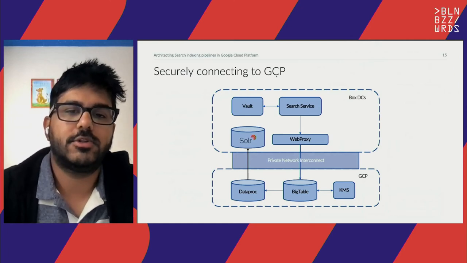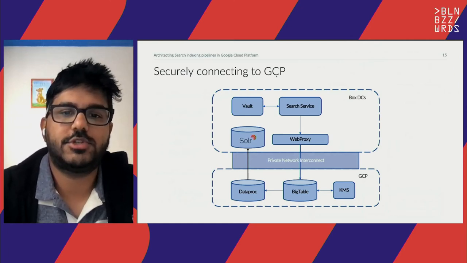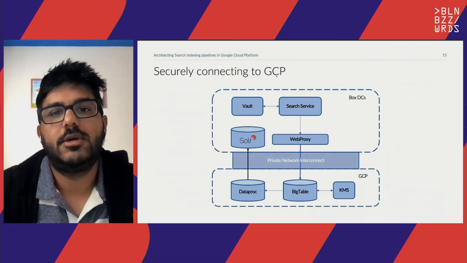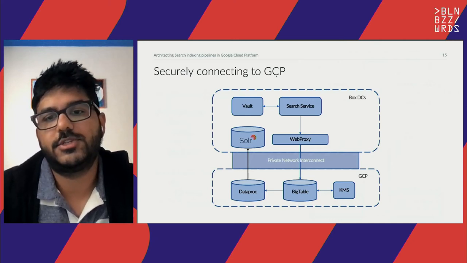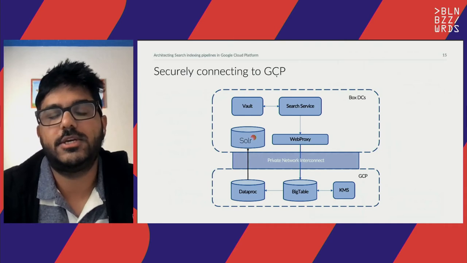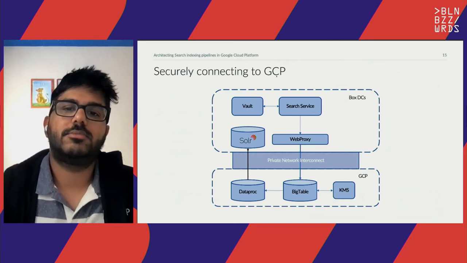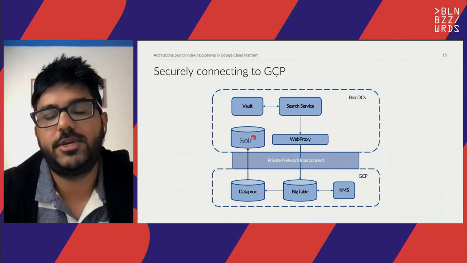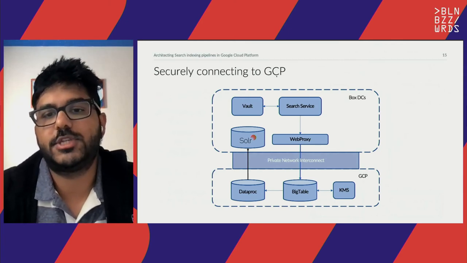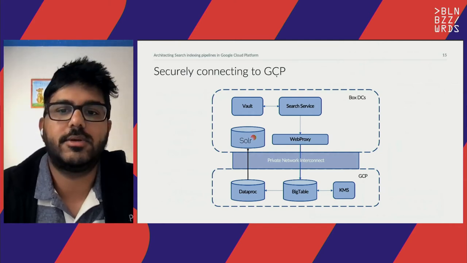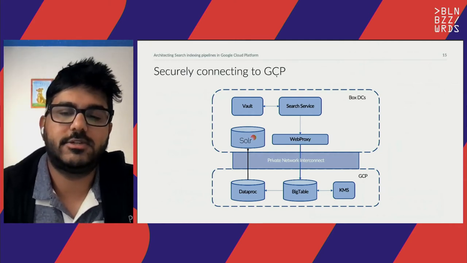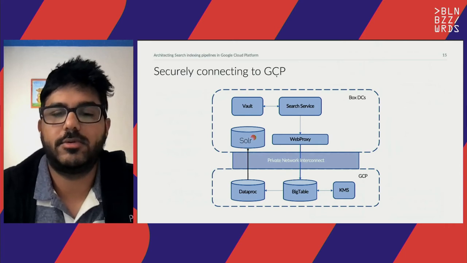In addition, we also have each service talk to Bigtable using a service account key. The service account key authenticates only authorized services to access the data, and this key is stored in Vault. The services also talk to GCP over a web proxy. This ensures that only the web proxy can access GCP, and hence any other service is not able to accidentally access the resources inside Google Cloud Platform.